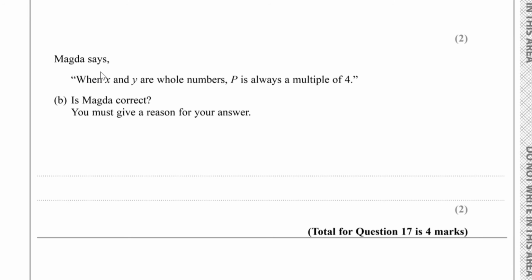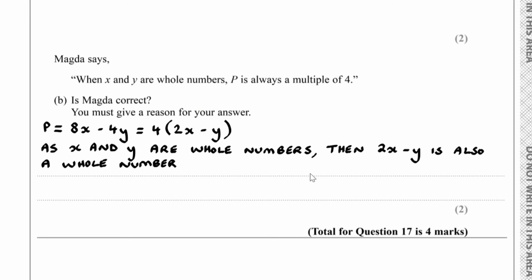Next, Magda says, when x and y are whole numbers, P is always a multiple of 4. Is Magda correct? You must give a reason for your answer. Well, so far, we know that P is equal to 8x minus 4y. And if I factorize out a 4, that means I would have 2x minus y inside the bracket. And because x and y are whole numbers, then 2x minus y is also a whole number.